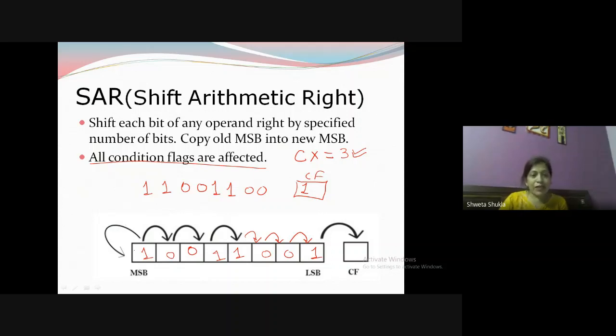The MSB will remain the same. For example, if the MSB would have been 0 here, then these two bits will become 0. So you have to just remember this thing.